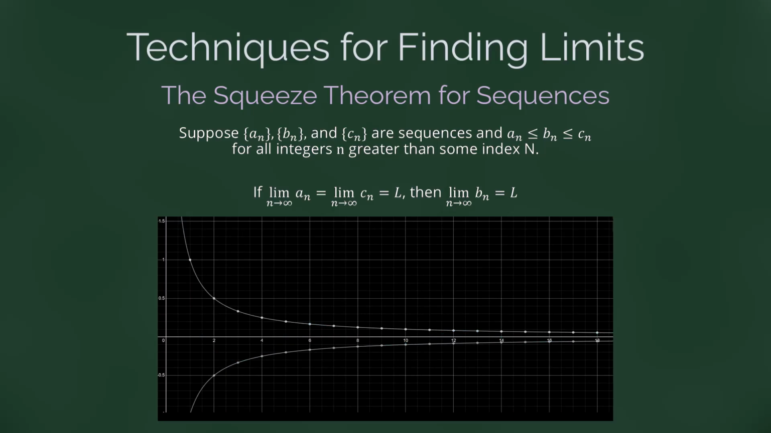In other words, b sub n doesn't have to be trapped between a sub n and c sub n for its entirety, but there has to be some number where after that number, b sub n is always stuck between a sub n and c sub n. Then we know that if the limit as n goes to infinity of a sub n is equal to the limit as n goes to infinity of c sub n, and both of those are some number L, then the limit as n goes to infinity of b sub n must also be L.